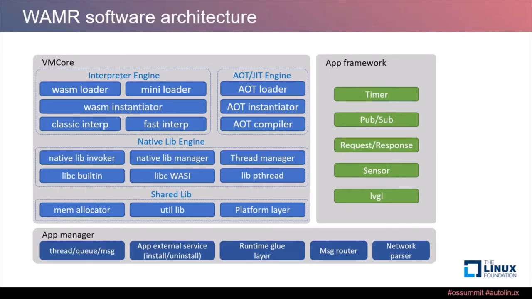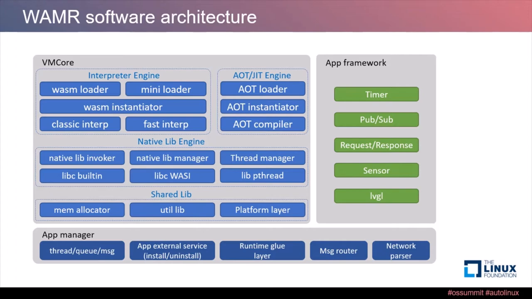WAMR has three building blocks: VM Core, Application Manager, and Application Framework. These three blocks are separated and self-contained. So if you want, you can build your own application framework and management on top of the VM Core.